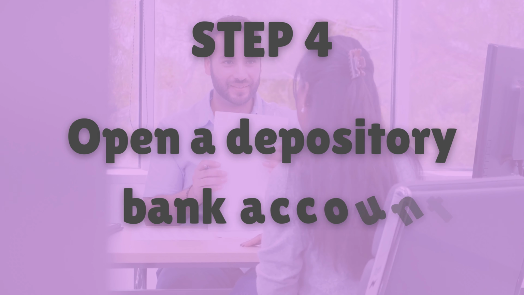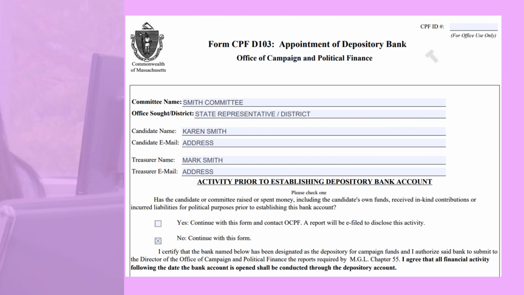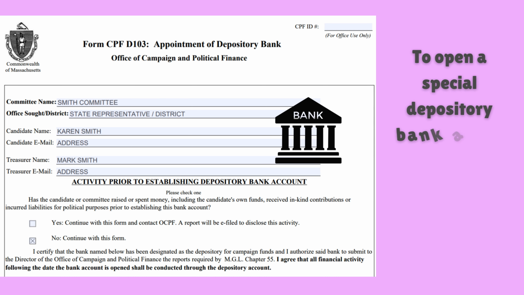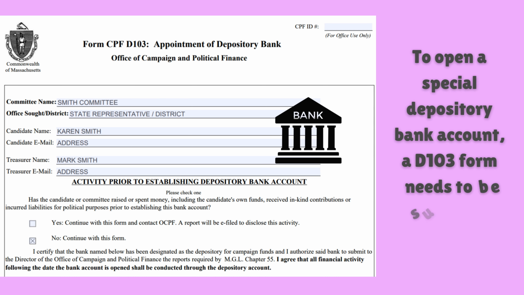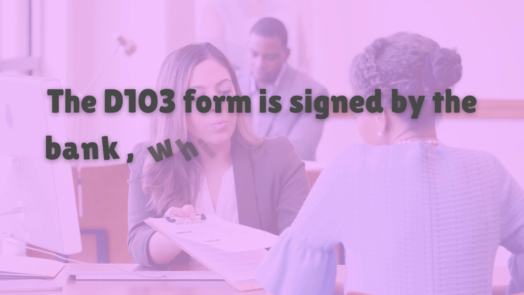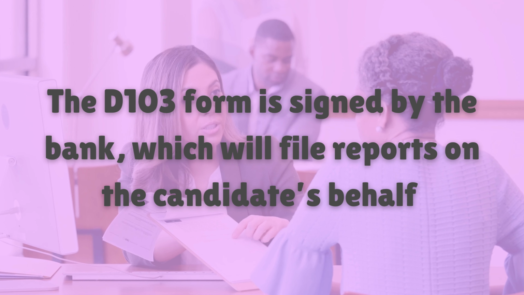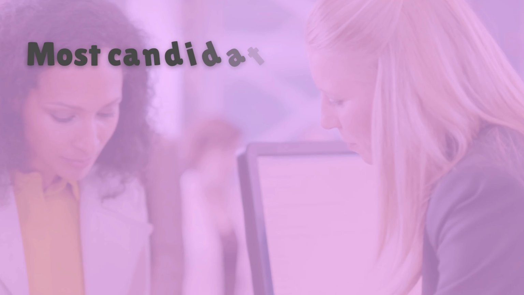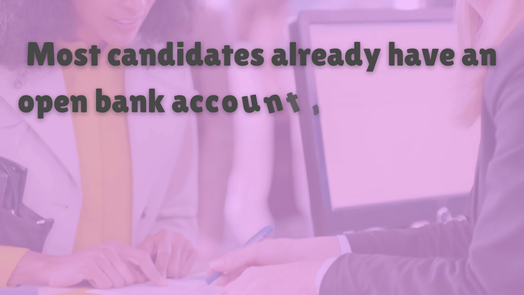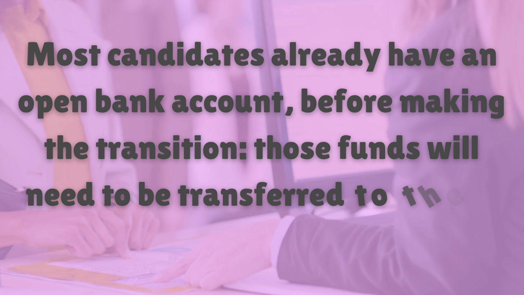Step 4. Open a depository bank account. To open a special depository bank account, a D103 form needs to be submitted to OCPF. The D103 form is signed by the bank, which will file reports on the candidate's behalf. Most candidates already have an open bank account before making the transition. Those funds will need to be transferred to the new account.